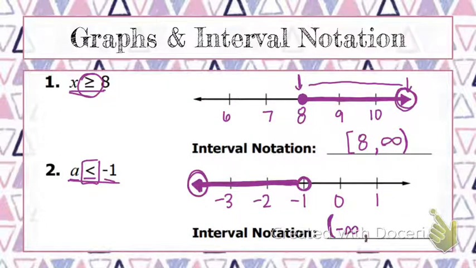Then we put a comma. So all this stuff in the middle happens, and then we end right here. And this is at -1. And -1 has an open dot, and open dots mean parentheses. So this interval notation tells us that our number can be anything all the way to -infinity, all the way up to -1, but it cannot actually equal -1. All right, so let's go look at some more.